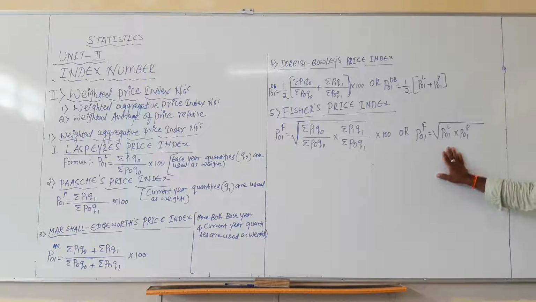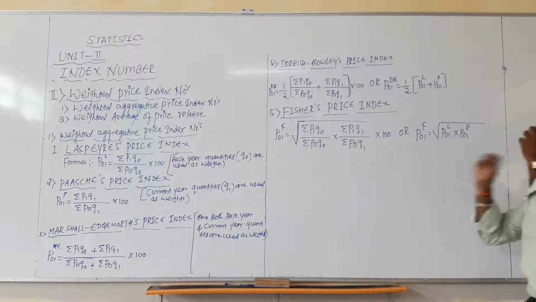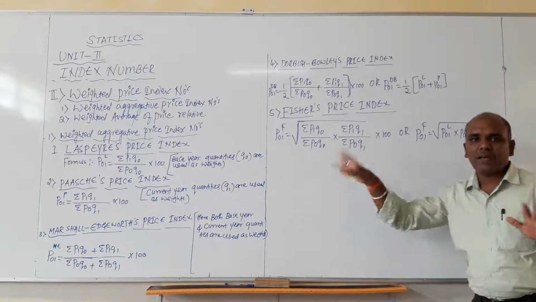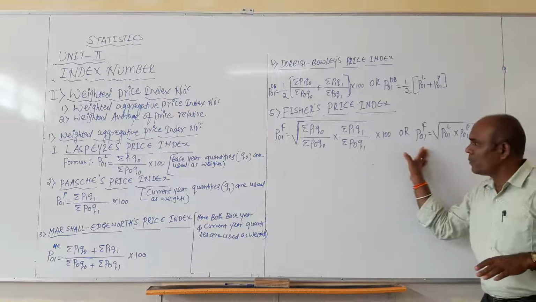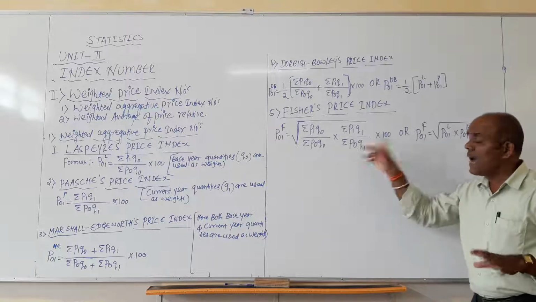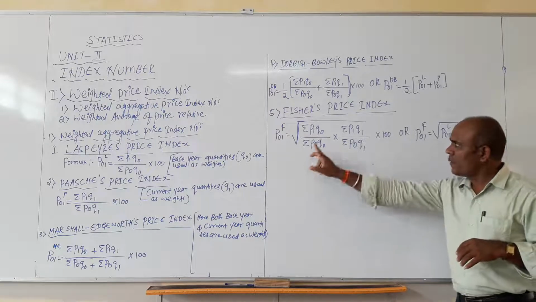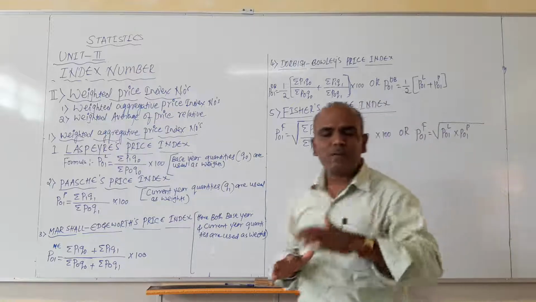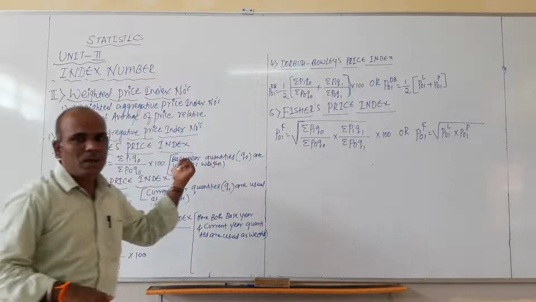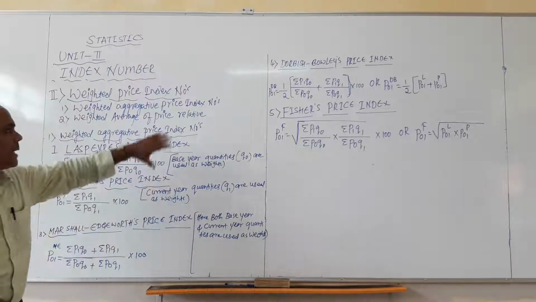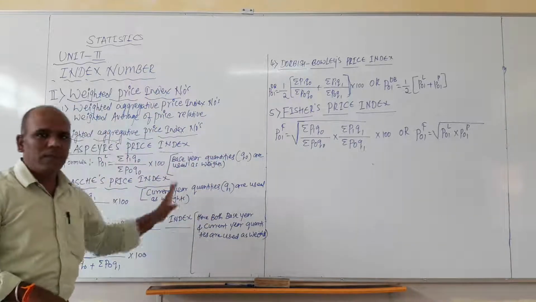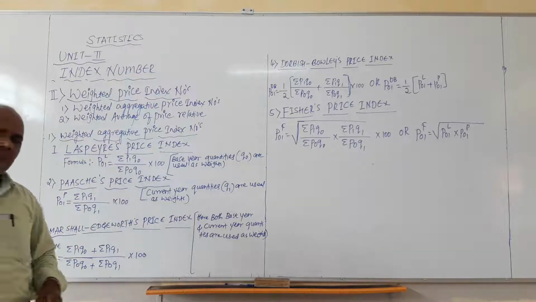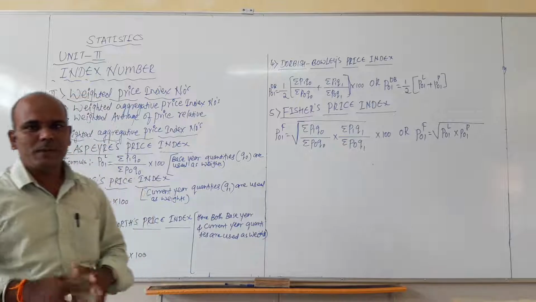It means you can use this shortcut formula only after calculation of Laspeyres and Paasche's. Otherwise, the shortcut formula is not applicable when they ask for detailed calculation of Fisher's index number. Problems relating to these concepts, the 5 formulas, will be done in the next class. Thank you.